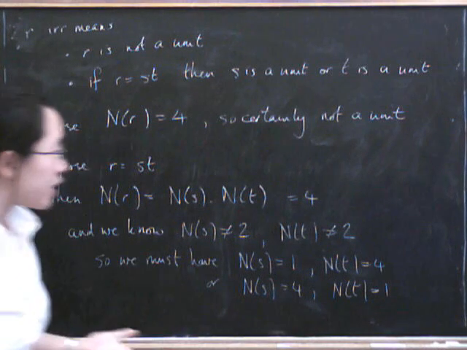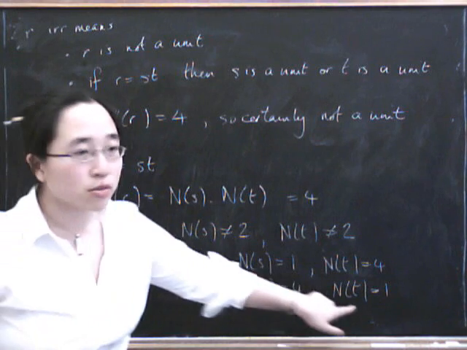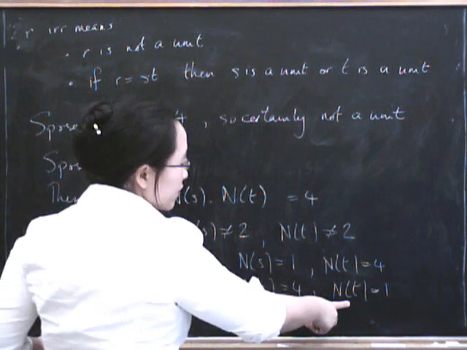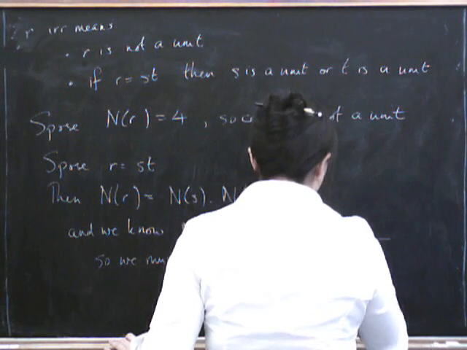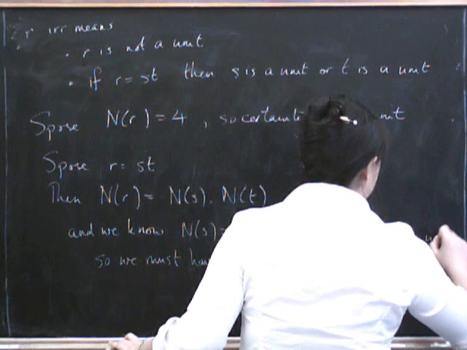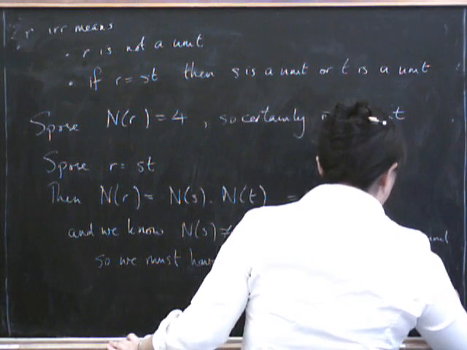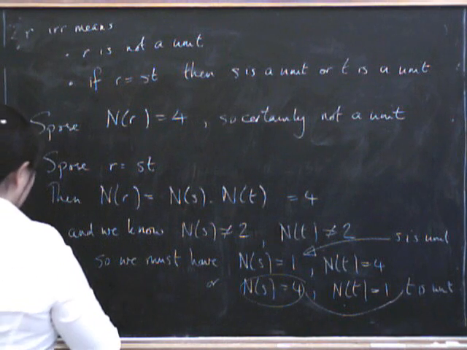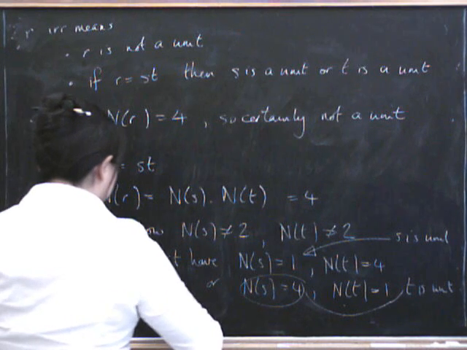But now we've got the result, because we have shown that either the norm of S is 1 or the norm of T is 1. If the norm of S is 1, that means S is a unit. And if the norm of T is 1, then T is a unit. So this means that S is a unit, and this one here means that T is a unit. So we have shown that either S or T is a unit.